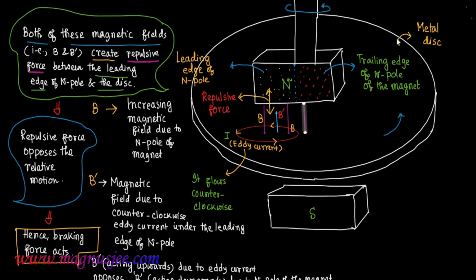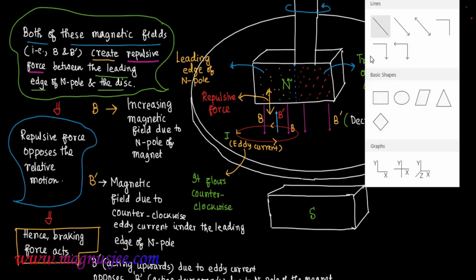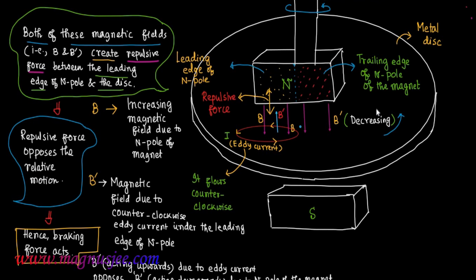Similarly, we can consider the trailing edge of the north pole of the magnet, which exists on the right hand side portion of the magnet. Here the magnetic field, not B prime but B2, acts downwards and is a decreasing magnetic field due to the trailing edge of the north pole. In this case, an eddy current will flow in the clockwise direction through the metallic disc just below the trailing edge of the north pole of the magnet.